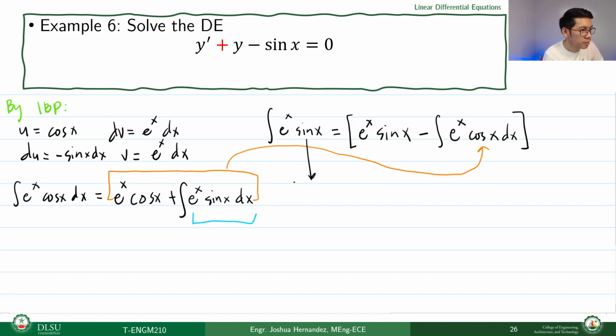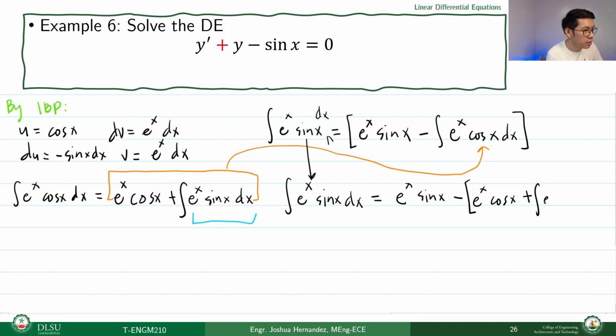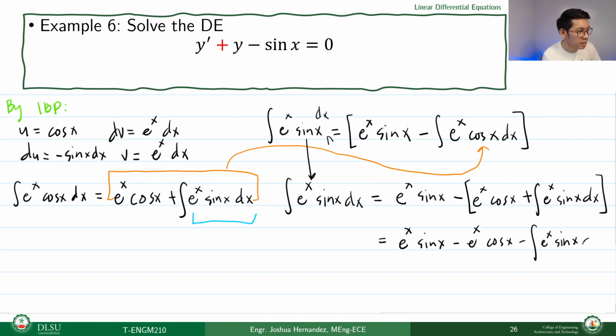We're actually going to get the integral of e to the x sine x dx is equal to e to the x sine x minus, at eto ngayon, papasok natin to dito, yung e to the x cosine x, itong buong to. So, e to the x cosine x plus the integral of e to the x sine x dx. Pasok na natin siya ngayon. But if we distribute this, magkakaroon tayo ng e to the x sine x minus e to the x cosine x minus the integral of e to the x sine x dx.